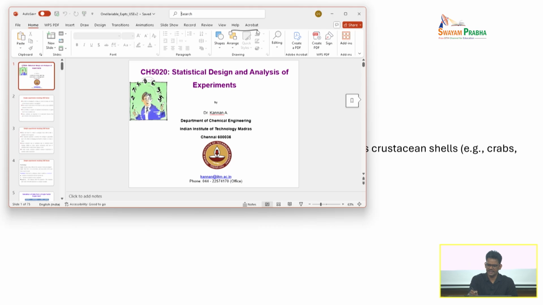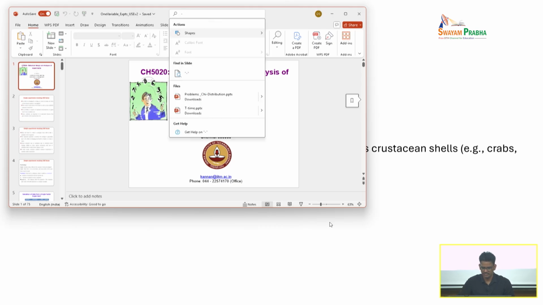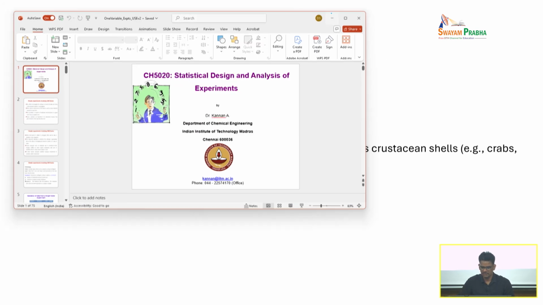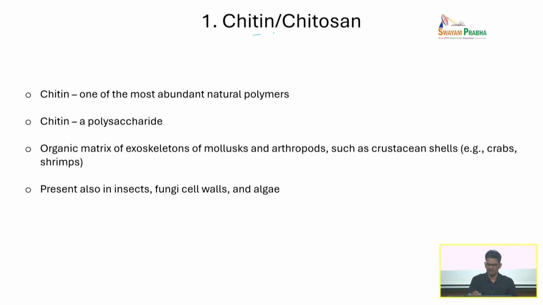The first one I want to talk about is chitin or chitosan. These are very related materials. I will shortly distinguish the two names, chitin and chitosan. Chitin is one of the most abundantly available natural polymers, like cellulose and starch from the plant world. Chitin is also a polysaccharide. That means it is going to be a polymer of sugar units.